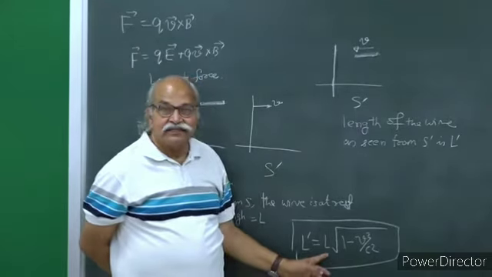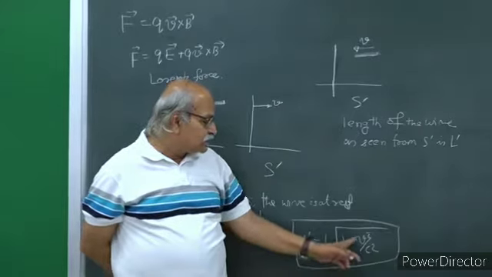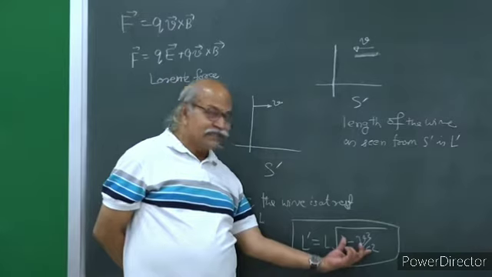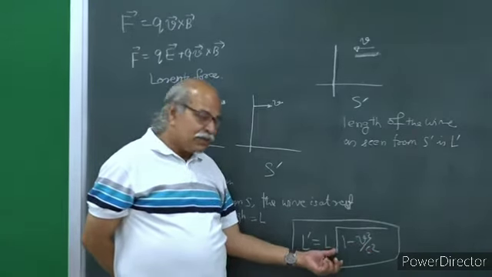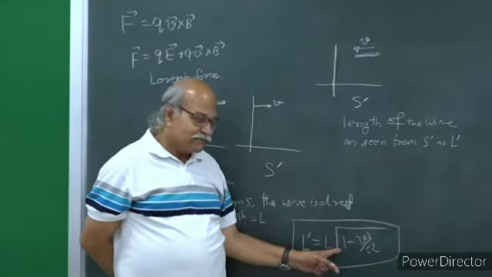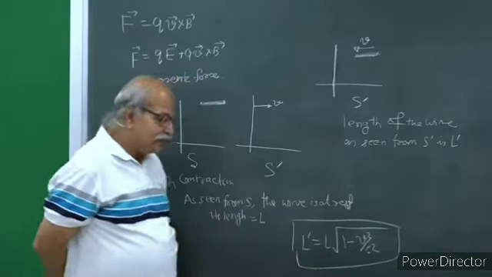Which is larger and which is smaller? See, this is 1 minus v square by c square, a positive quantity. So, this number is less than 1, then the square root of that is less than 1. So, you multiply this capital L by a quantity which is less than 1, and then you get L prime. So, L prime is shorter than L.